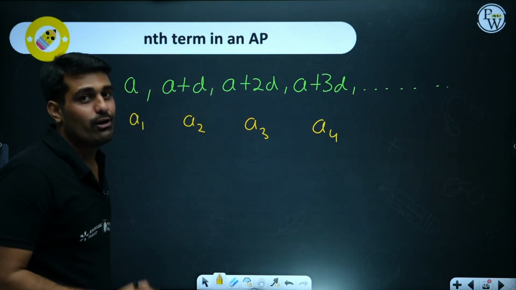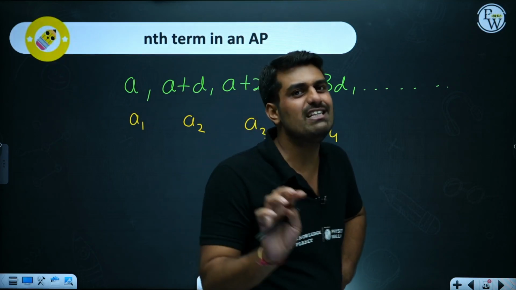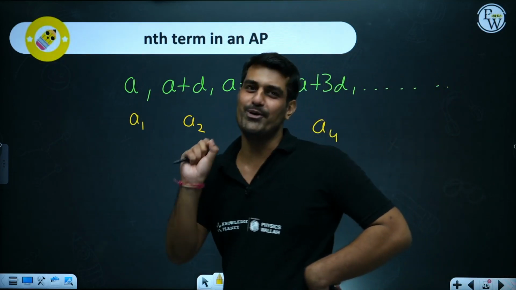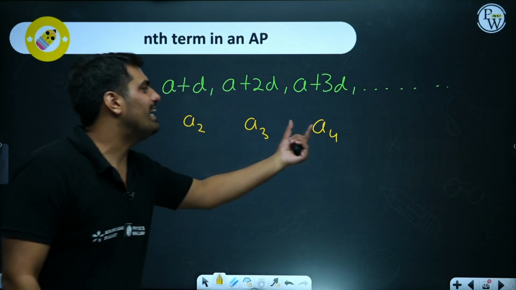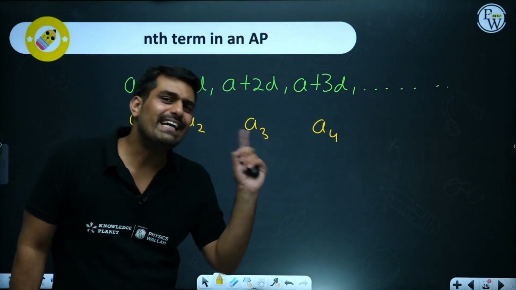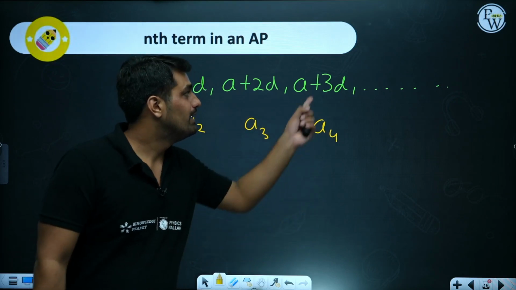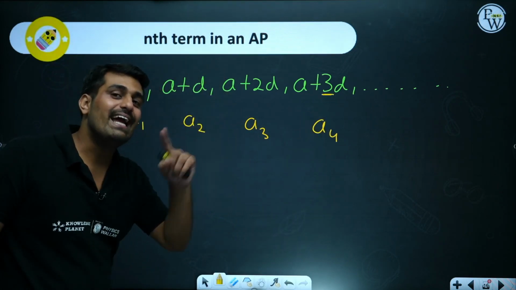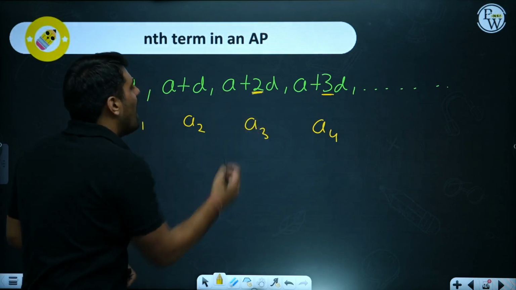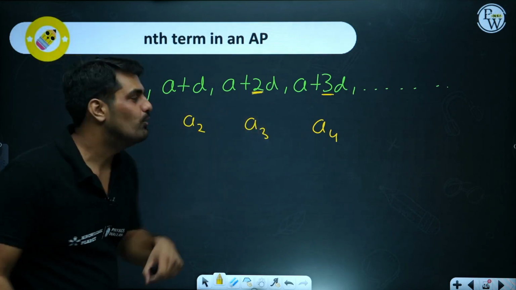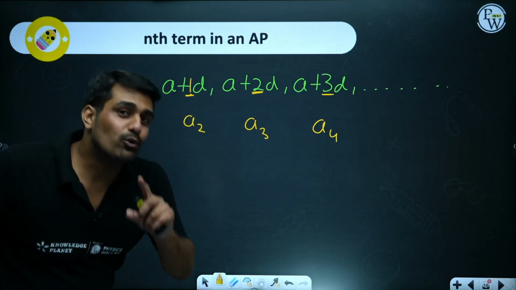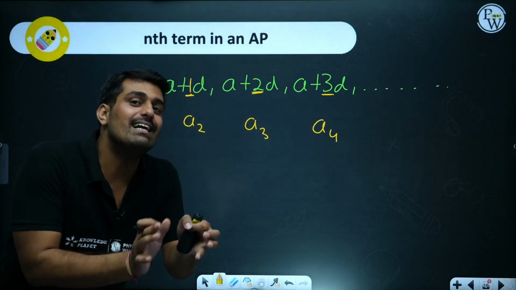Observe one thing over here. Observe a pattern. If you are good at observing patterns, this chapter is specifically made for you. So observe, let's say A4. How many D's have we added in A4? 3. How many D's have we added in A3? 2. How many D's have we added in A2? 1. Now, using this pattern, I can write the general term for an AP.